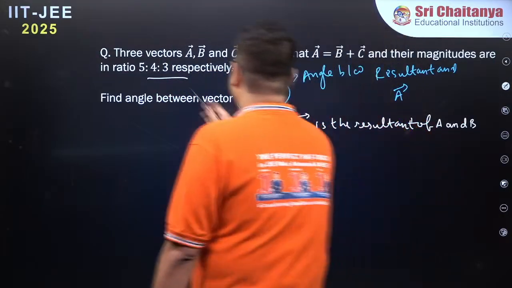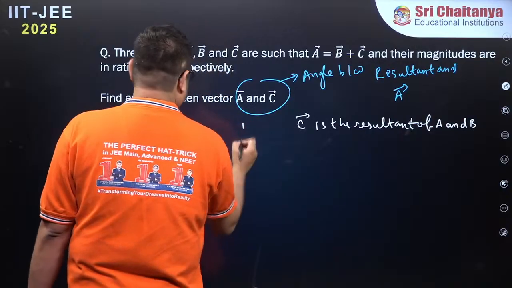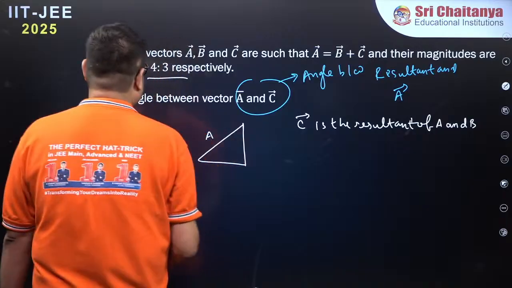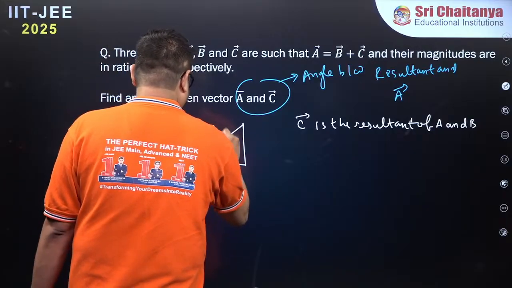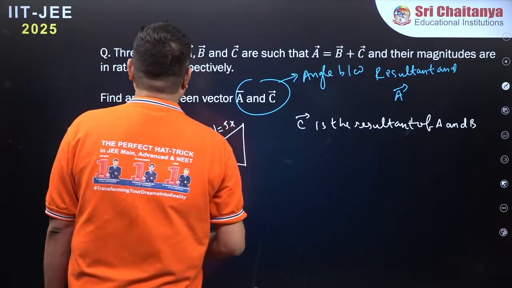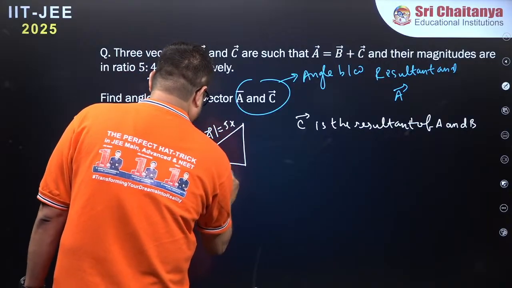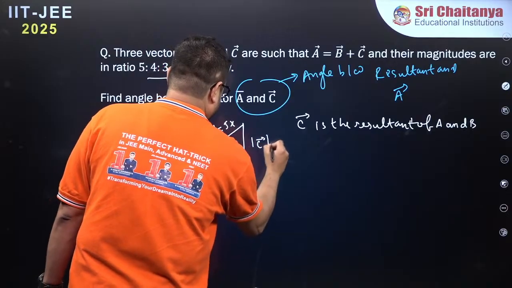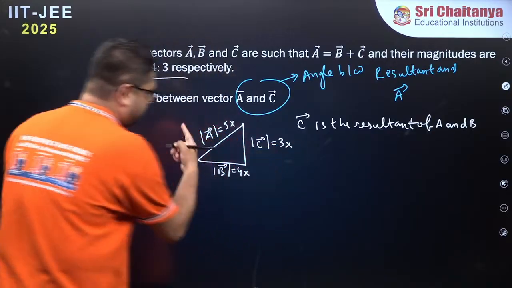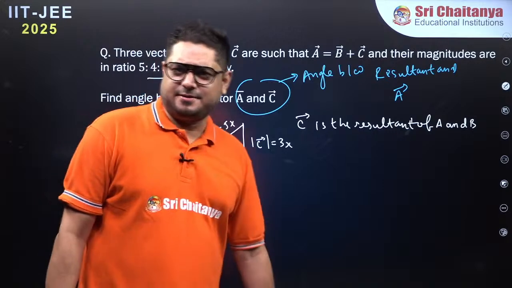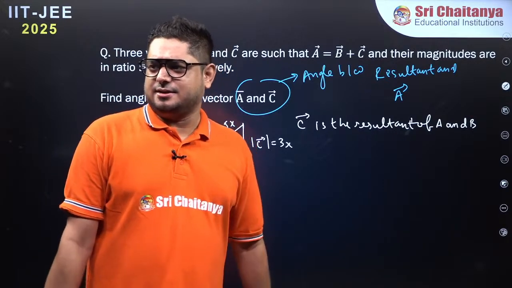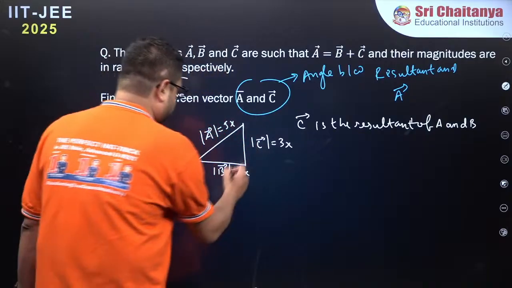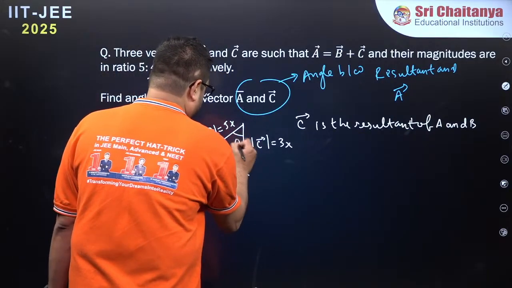See how? ABC is saying. So the best way to represent it is going to be, let's say A is the resultant I am getting. Mod of A is equal to 5x, let's say. Mod of B is equal to 4x, and mod of C is equal to 3x. So it follows the Pythagoras triplet, isn't it? We can consider it to be the Pythagoras triplet. So what we are going to do is, this is 90, this is going to be theta.